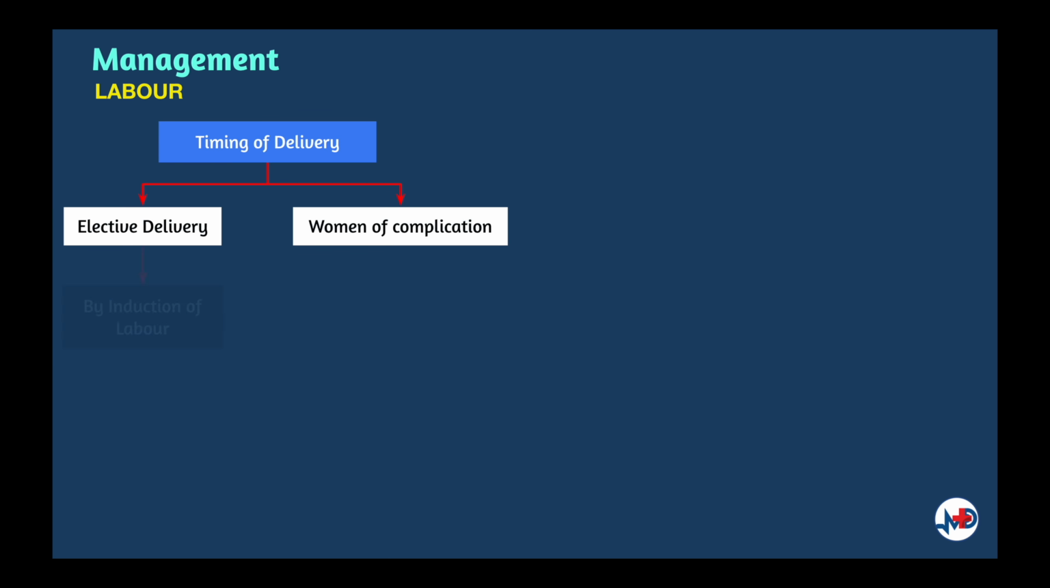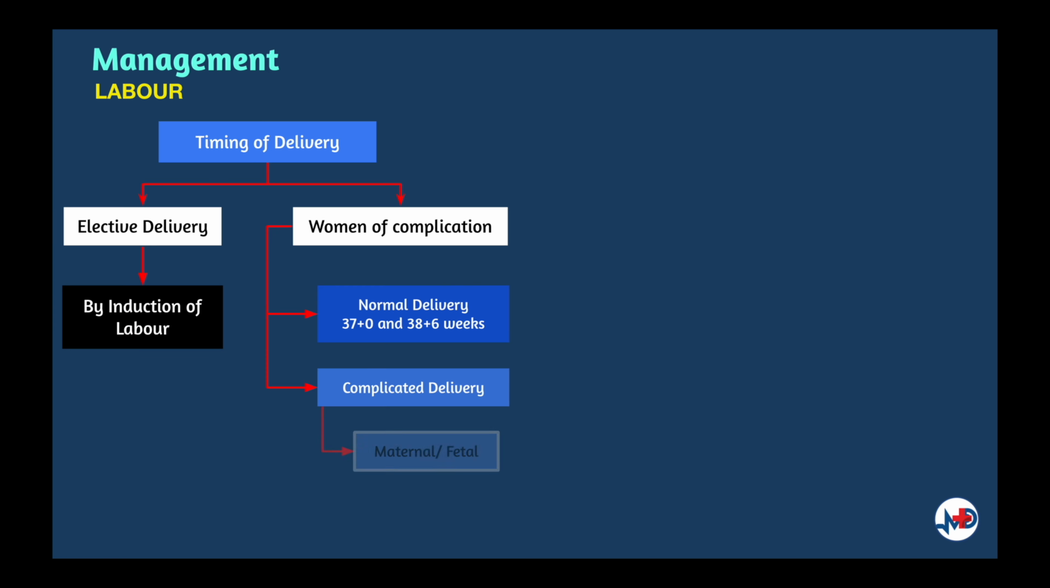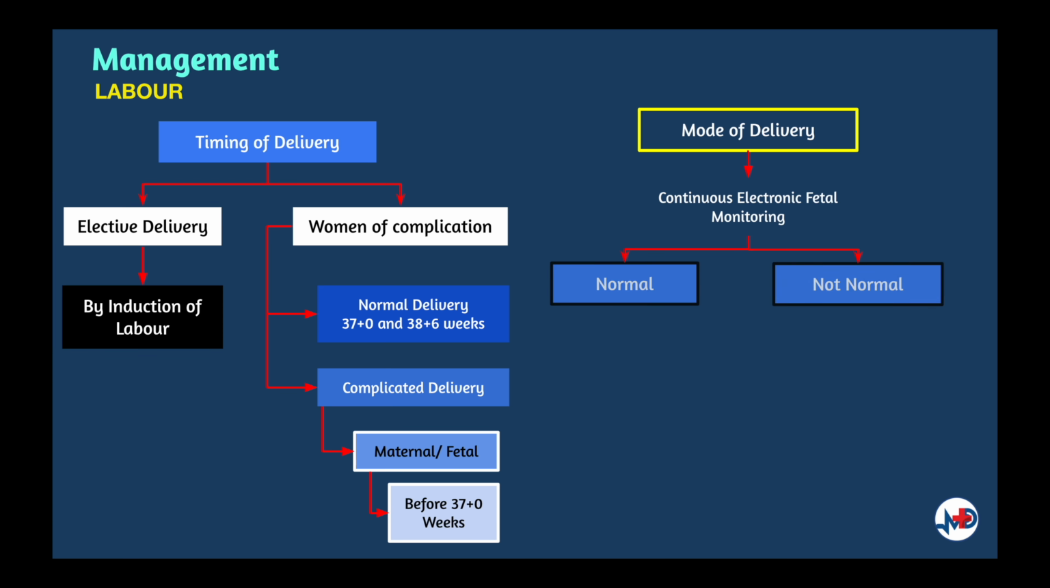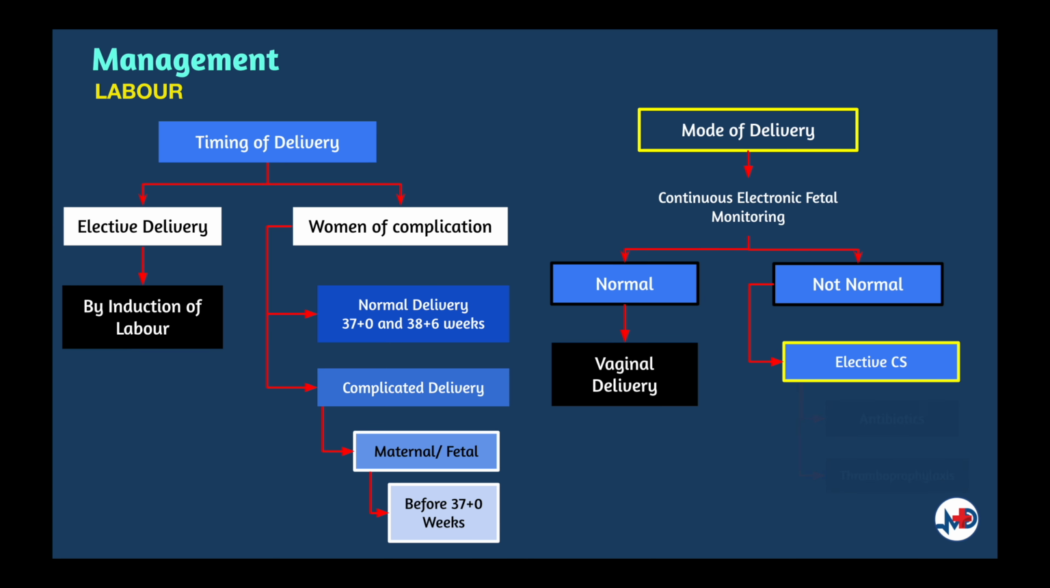When it comes to labor, the timing and mode of delivery should be individualized based on the estimated fetal weight and obstetric factors such as previous mode of delivery, gestation, antenatal complications, and of course the glycemic control. Some obstetricians may advise elective delivery by induction of labor. Women with no complications deliver between 37 and 38 plus 6 weeks, but if there are any maternal or fetal complications, delivery can be done before 37 weeks.